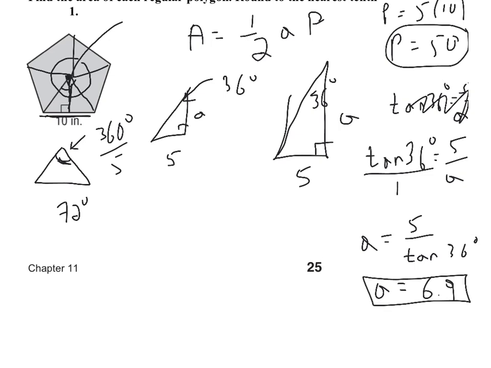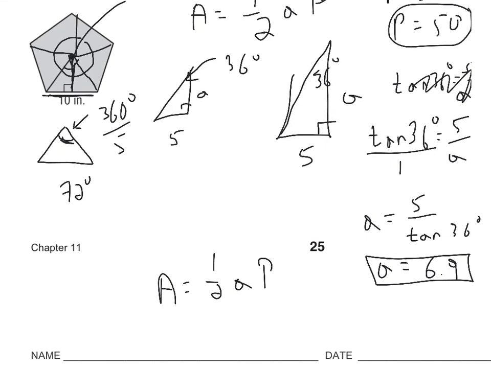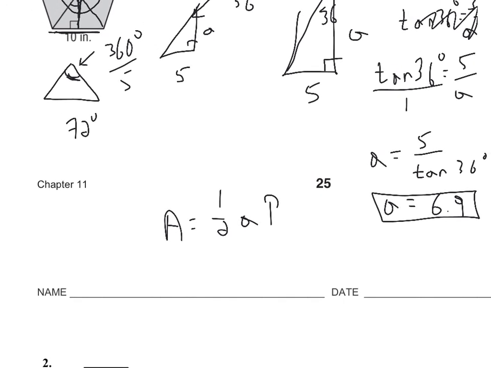The perimeter was 50. The formula for the area of a regular polygon was 1/2 times A times P. So if you substitute, you will get area equals 1/2 times 6.9 times 50. Half of 50 is 25. 25 times 6.9, you will get 172.